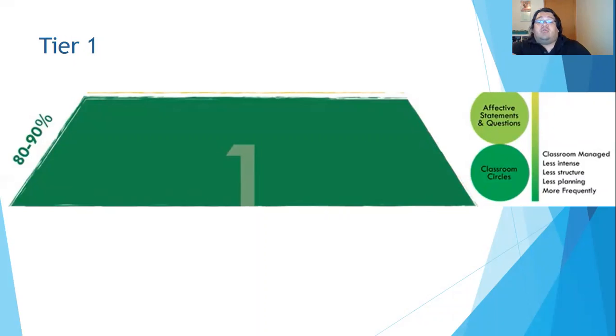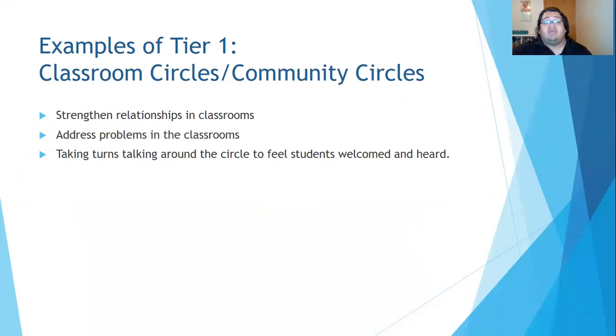When we do classroom circles, this is the time where we help students get together and figure out what the issues are, if they have any issues, or they just want to talk about something, right? Just basic things, right? But this is where we do it every day, every morning to build that foundation of a community, right? This is where we're having the fewer issues, but students are still being brought into the community. Examples of tier 1 are classroom circles and community circles.